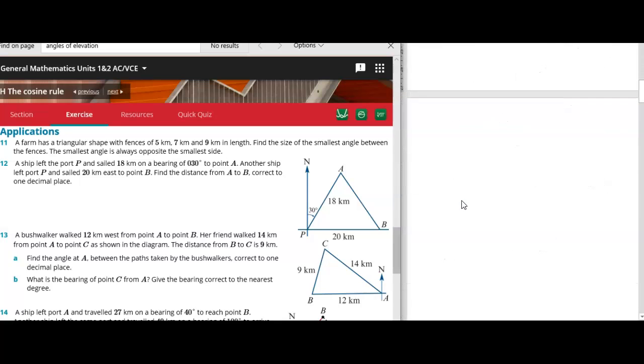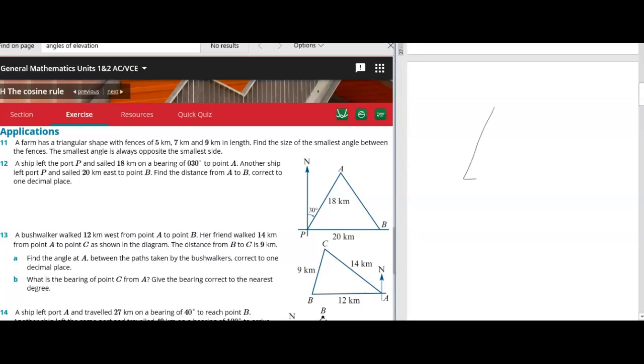So it's a good idea just to redraw your triangle. Now they've used A, B, and P. I think it's probably just a good idea to put C. Doesn't really make any difference. Now this is a right angle at P. Because this line here is going east, we know that this angle here with the 30 has to add up to 90. So that means this angle here is 60. And this is 18 and this is 20.